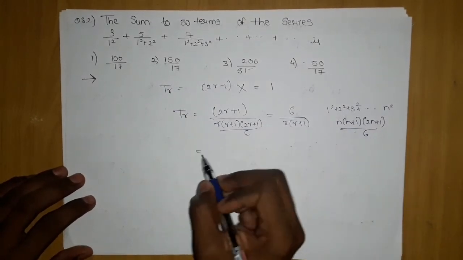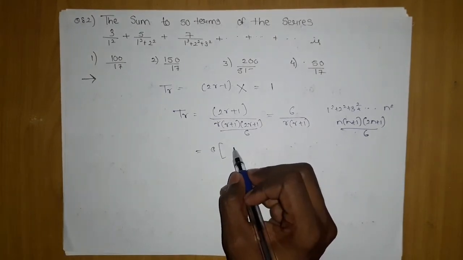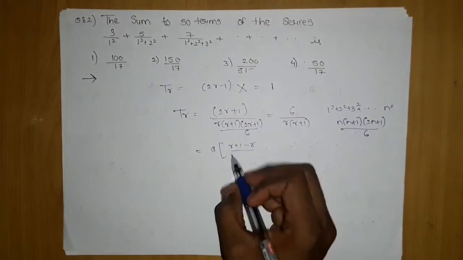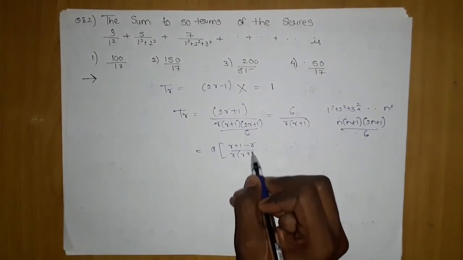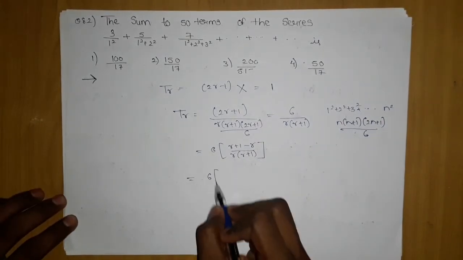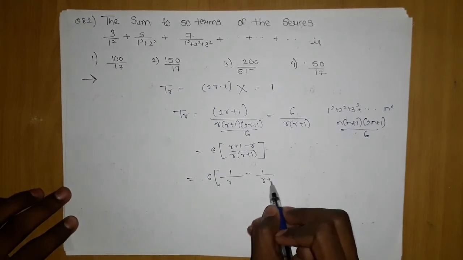Okay, so the next step used to be creating f(r+1) minus f(r). So r plus 1, so here it should be minus r upon r into r plus 1, which will give me 6 into 1 upon r minus 1 upon r plus 1.